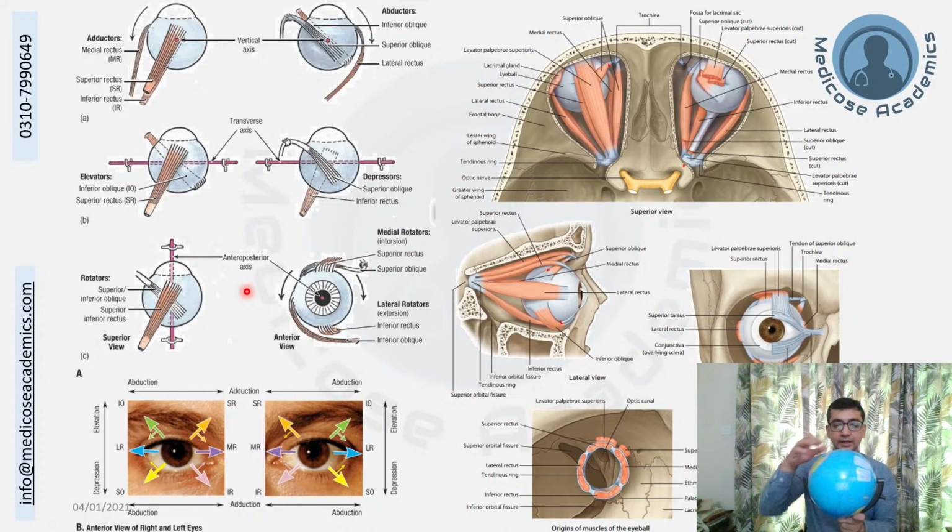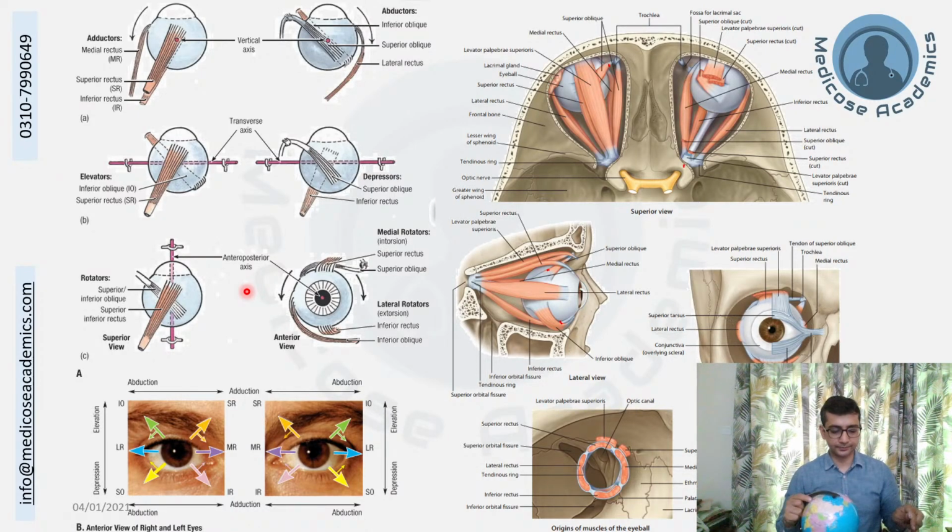So these are the functions of the inferior rectus. Along the transverse axis, it was doing depression. Along the vertical axis, it was helping in medial rotation or adduction. Along the anteroposterior axis, it was helping to move the eyeball in extorsion, the upper surface laterally, the lower surface medially. We have done superior rectus, inferior rectus. Let's talk about the medial and lateral rectus.